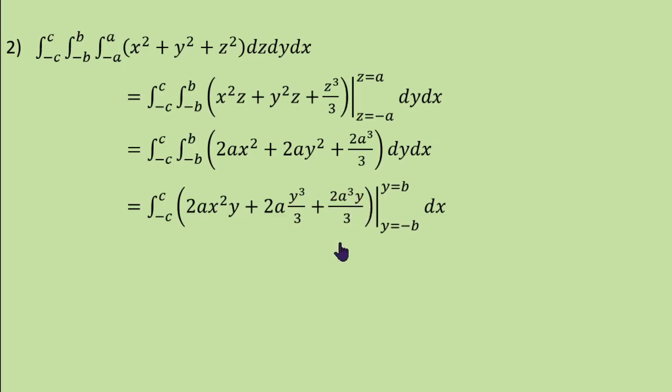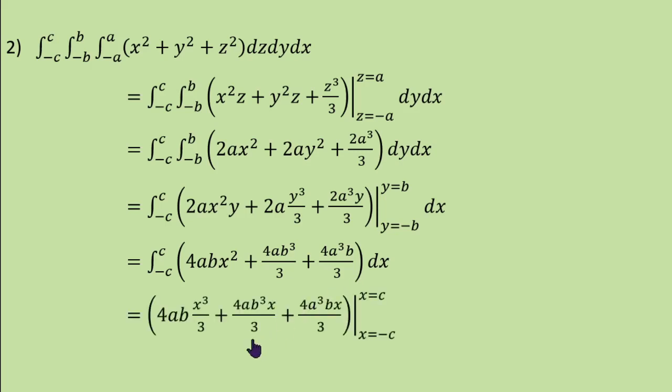and 4a cube b by 3, that is integrated with respect to x from minus c to c. Integral of x square with respect to x is x cube by 3, and these two are constants, therefore its integral is 4ab cube by 3 into x plus 4a cube b by 3 into x, and limit is from minus c to c. c cube minus minus c cube is 2c cube, therefore 2abc cube by 3 into 4, therefore 8abc cube by 3.